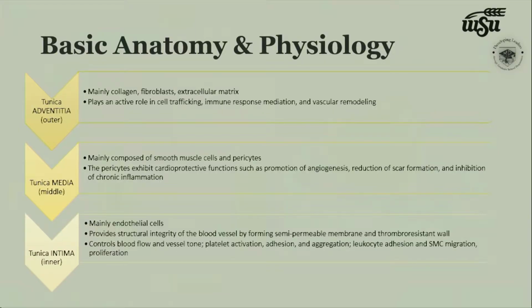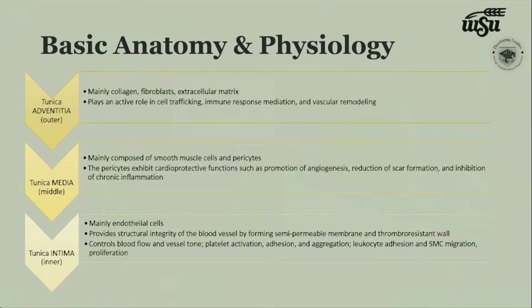So going into what each layer does, the tunica adventitia, which is the outer layer of the vessel, is made of mostly collagen, fibroblasts, and extracellular matrix. The extracellular matrix in any system is kind of like a skeleton for the organ, or in this case, the vessel. This layer plays a role in cell trafficking and immune responses. So it's interacting with things that are outside of the vessel and telling it what can come in or what's safe to interact with the blood that's inside the vessel.